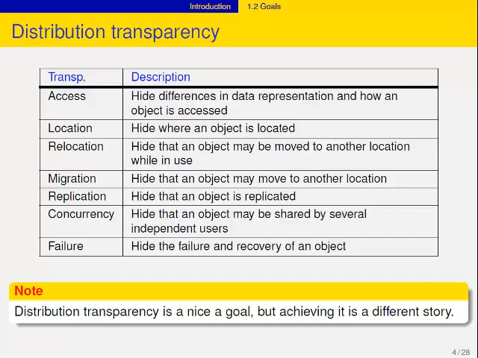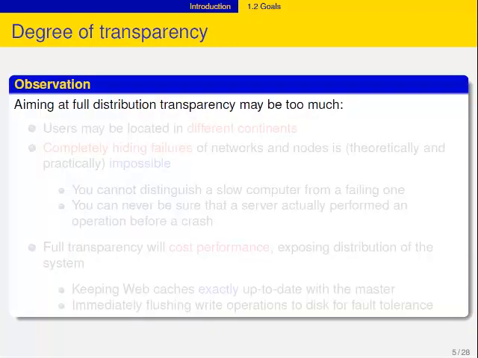There's a whole chapter on fault tolerance, so you can imagine that we'll pay some attention to that. Now, actually, I mentioned a lot of these things. Aiming for full distribution transparency may not always be a good idea. An obvious one: if you have a big distributed system, the users may actually be located in different continents, living in different time zones. It's generally okay to take that into account, okay?